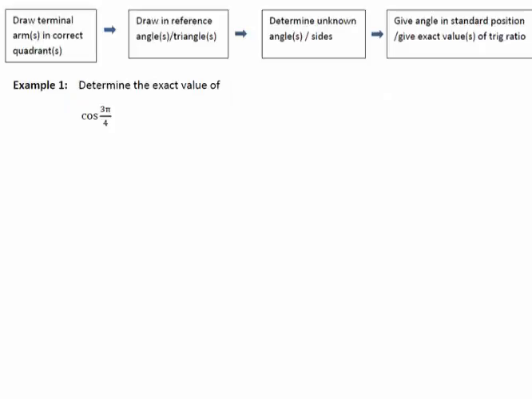We want to find the exact value of cos of 3 pi over 4. Well, first step says, draw in the terminal arm in the correct quadrant. So 3 pi over 4 would look like that, quadrant 2. Done, terminal arm is drawn in. Now we want to sketch in the reference triangle. And the reference triangle in this case will be this angle right here. There's our right triangle.